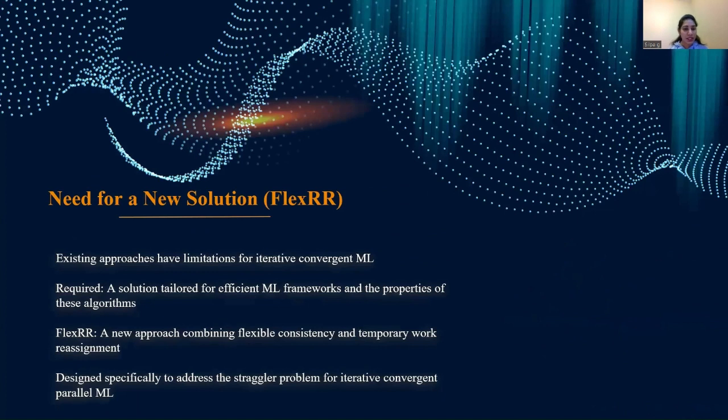And the next slide, need for a new solution, FlexRR. Existing methods for handling iterative machine learning have some problems, so we need a solution for that. FlexRR is that solution. It uses a mix of flexible consistency and temporarily assigning work to fix the straggler problem in parallel machine learning algorithms. It's made specifically to work well with machine learning algorithms, helping them run better and faster, especially when they are doing lots of repetitive tasks.